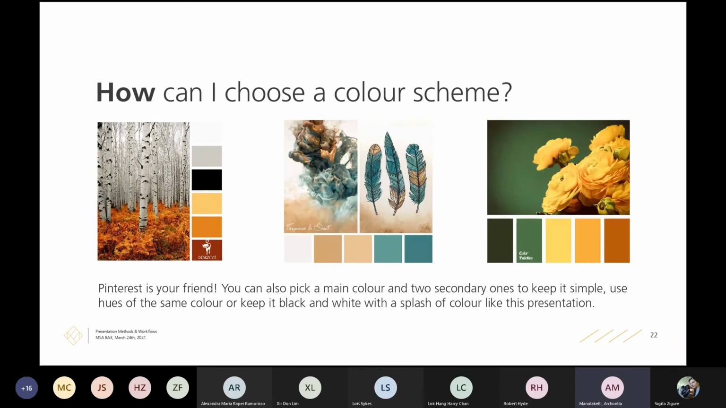When it comes to color scheme, Pinterest is your friend. If you're having trouble with selecting different colors that match together pretty well, you can choose something that you have found online, or you can pick a main color and two secondary colors, use different hues, or make it black and white with a splash of color, which is what I tend to prefer because I find it very difficult for some reason to match very extreme colors together. So that is my preference. I have a general interest for yellow recently. I don't really know why, but yeah, you can probably tell that.